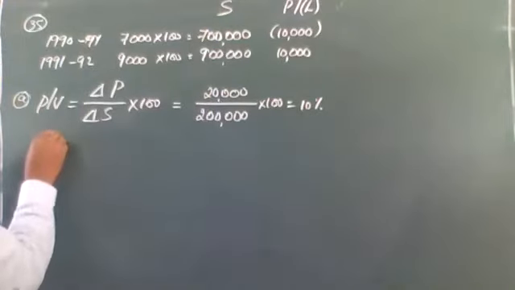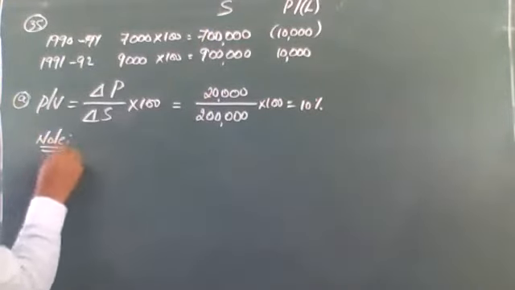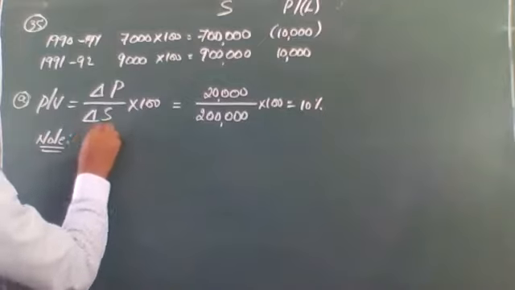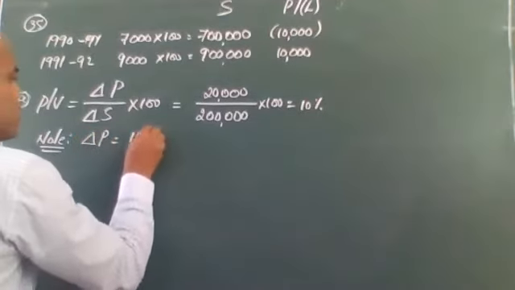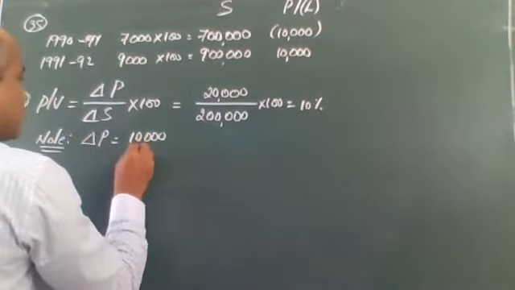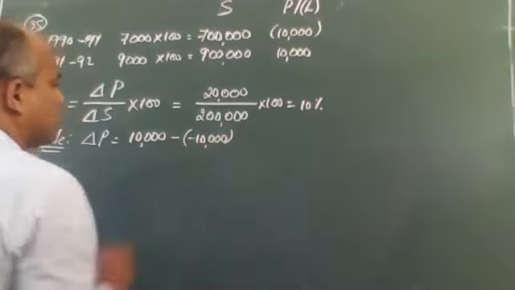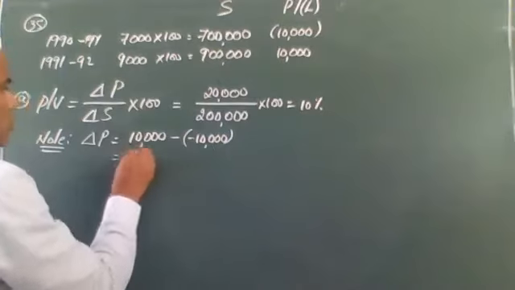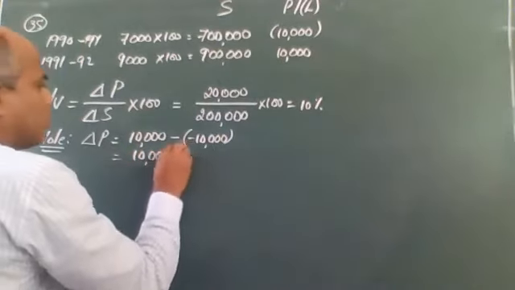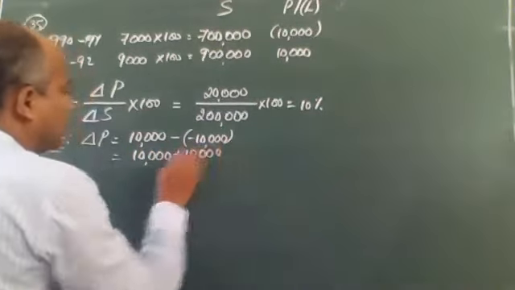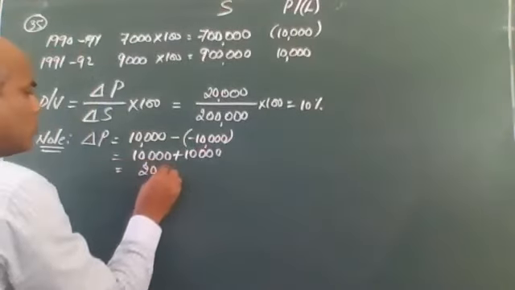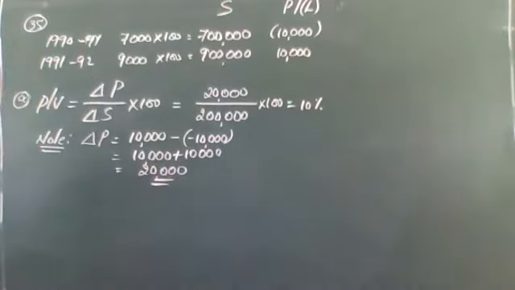What is the note I am giving you here? The difference in profit is equal to 10,000, that is for 1991-92, minus minus 10,000. That is equal to 10,000 plus 10,000. That is equal to 20,000. Okay, that was an important point, and that's it.